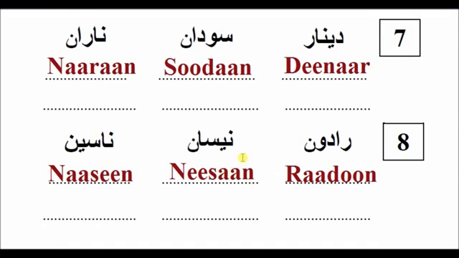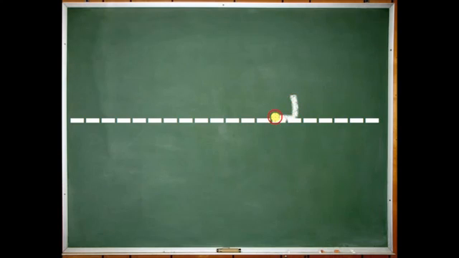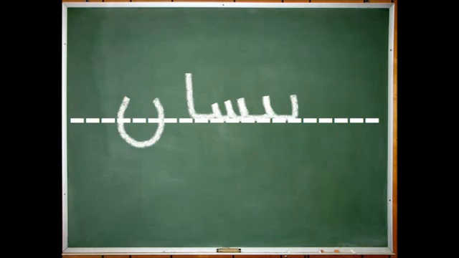Second word of the eighth row. Nisan. Nisan. Written. The noon followed by the ya, followed by the sin, followed by the alif, and at the end the noon. Go back and put in our dots. Dot in between the two arms of the noon. Dot on the beginning noon, and the dots below the ya in the middle of the word. Nisan. Okay.